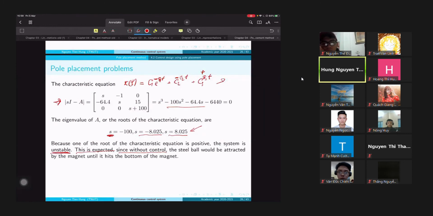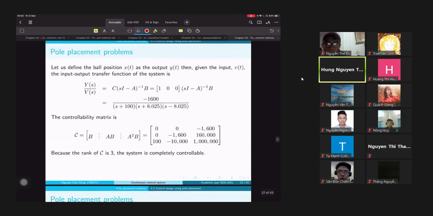Maybe two cases could happen. The ball is attracted by the electromagnet, or it hits the ground and falls down. So now, in the next question, we have to consider that we have only x1 as the output y.